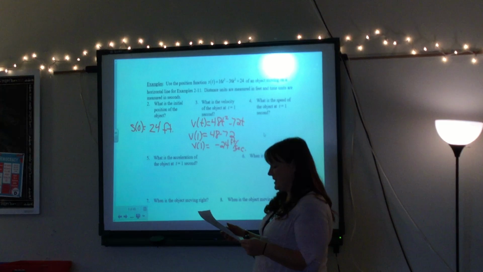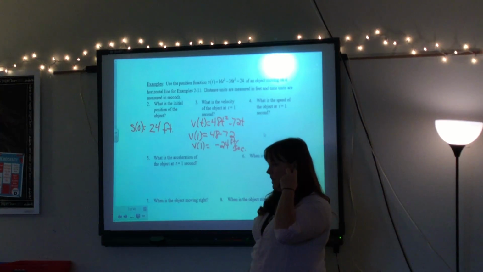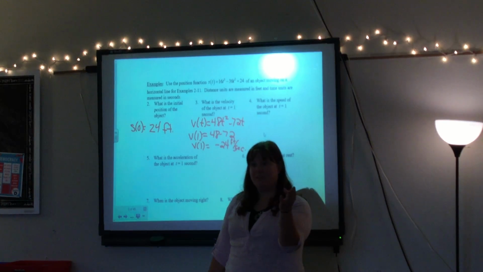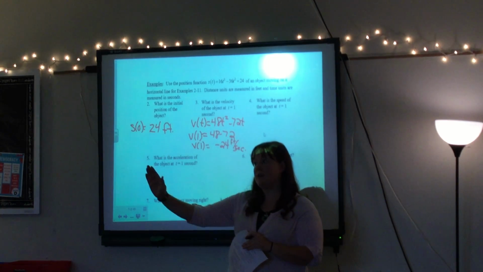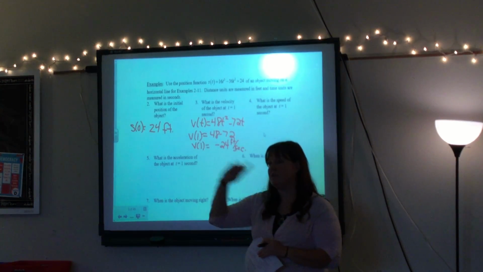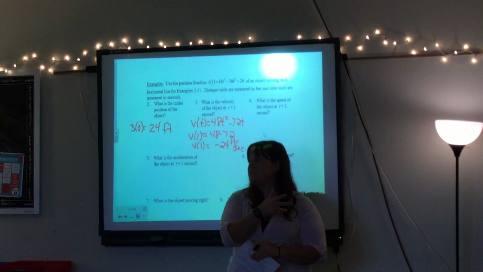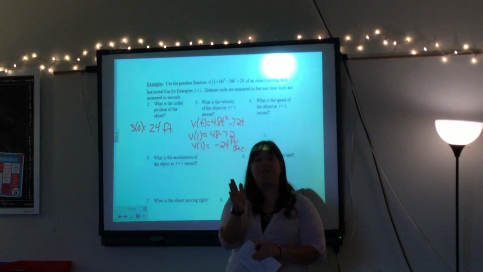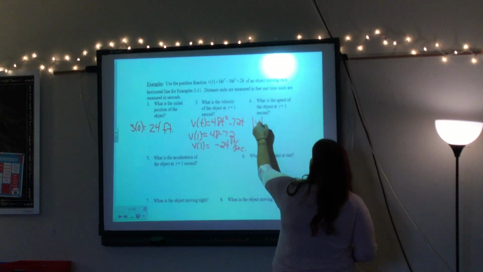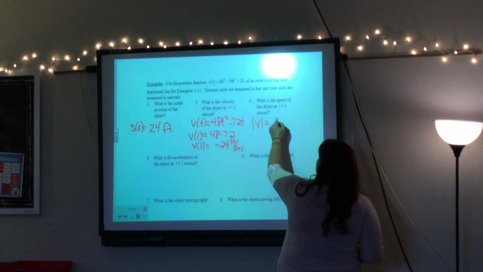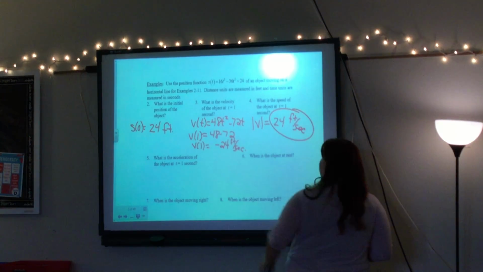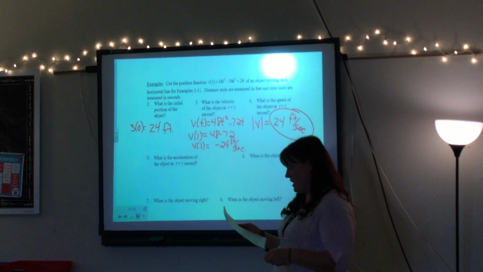So the next question is, what's my speed at time equals 1? Velocity cares about direction. Velocity can be negative or positive. Velocity is a vector. It's telling me I'm going this way or that way. Speed doesn't tell me where I'm going. It just tells me how fast. So speed is going to be the absolute value of my velocity, which is just 24 feet per second. That's not bad, right?